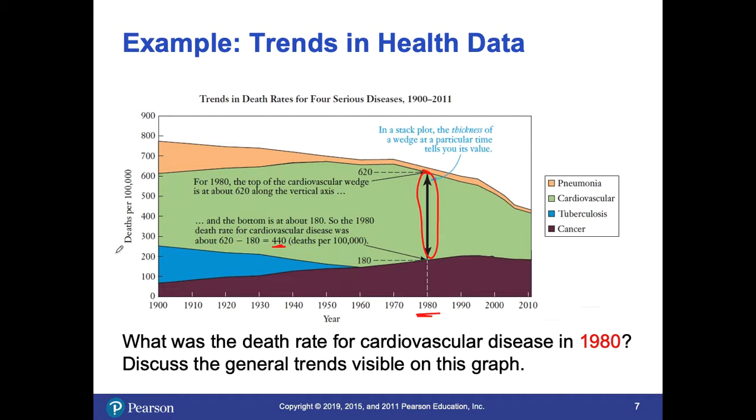Now, you might wonder, well, how come more people were dying of pneumonia? No, this is just where they happen to stack it. This is just how many deaths in general there were per year, per 100,000 people.